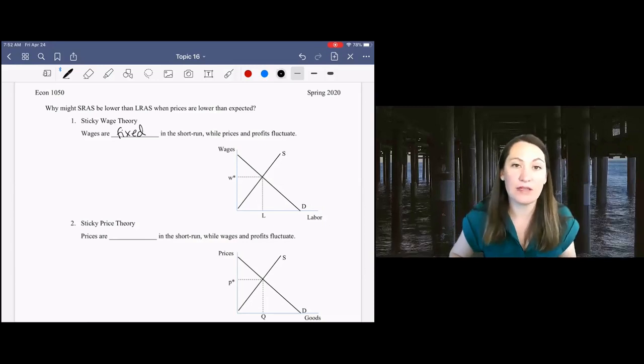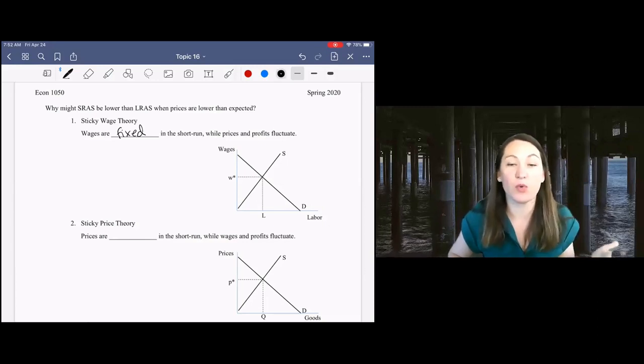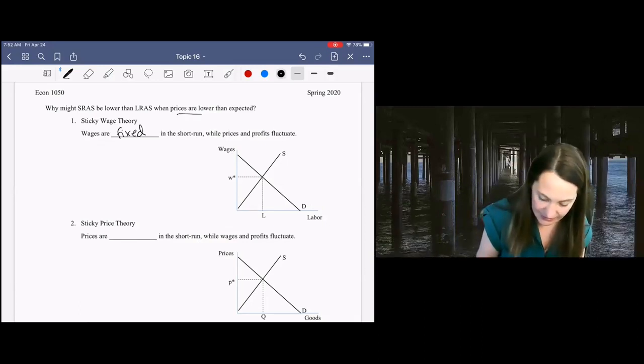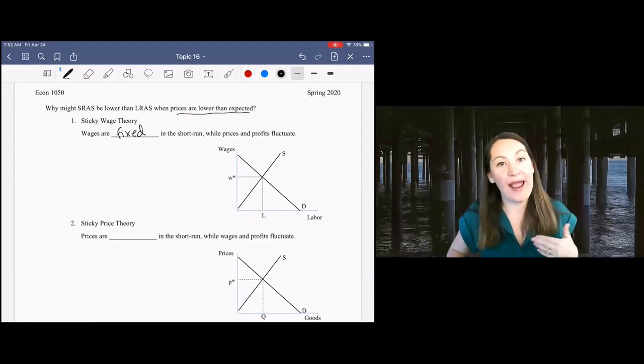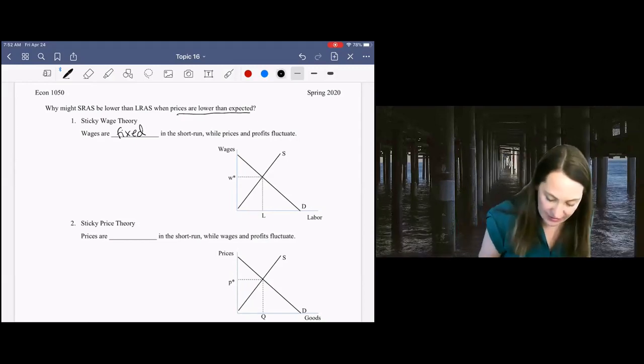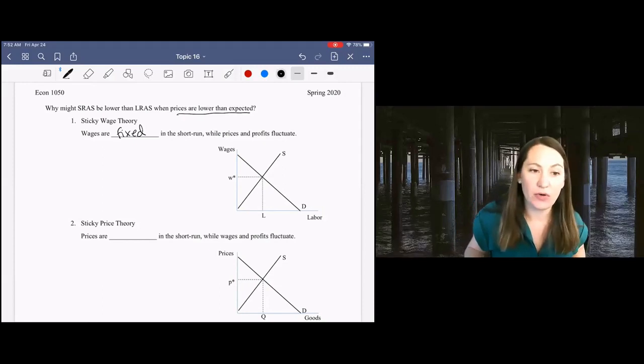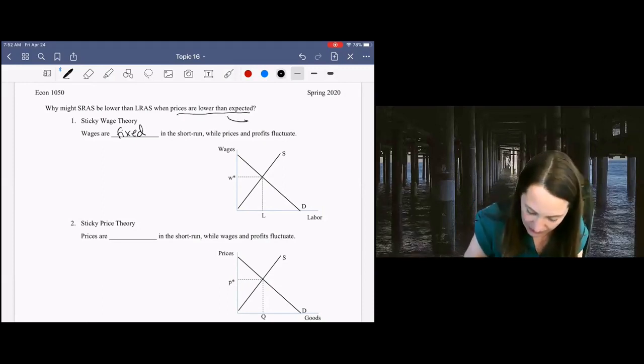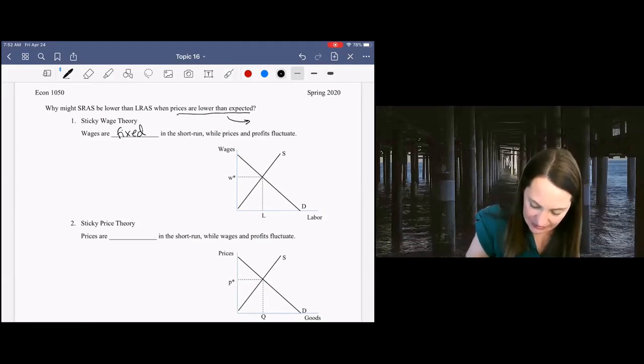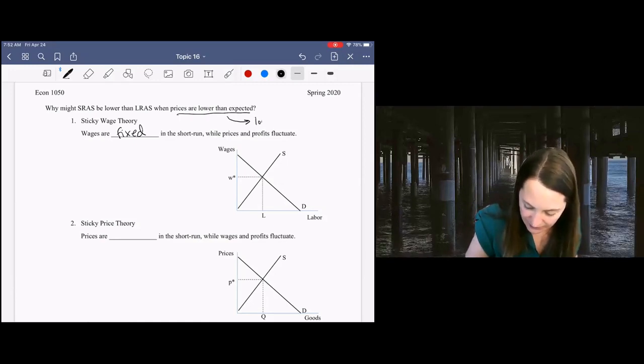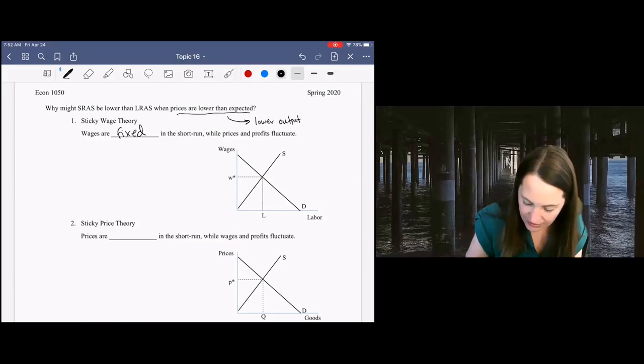We're going to work through these as if prices were lower than expected, and then think about why output might be lower than expected in the short run. So why do lower than expected prices lead to lower levels of output in the short run?